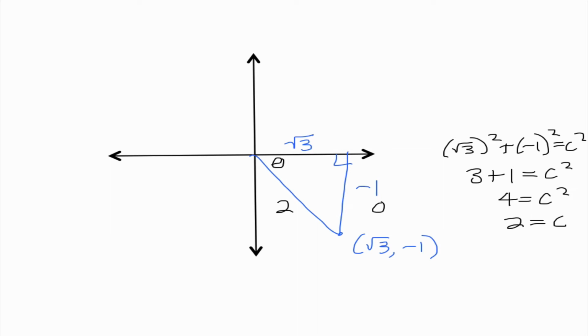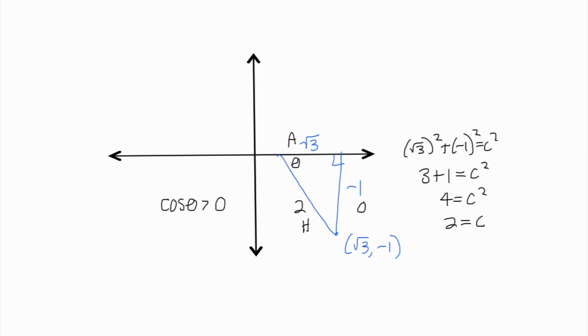So once again, I have opposite, adjacent, and hypotenuse. And I know that in quadrant 4, cosine is always going to be greater than 0. Everything else should be negative. Okay, so let's find the sine. We know sine is opposite over hypotenuse, so negative 1 over 2.